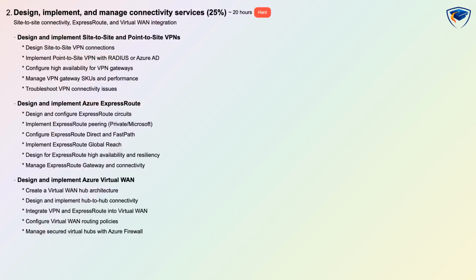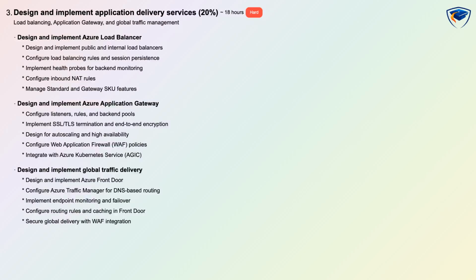The topics covered in this domain include designing and implementing Azure Virtual Networks, configuring subnetting and IPv4/IPv6 addressing, and designing and implementing name resolution. You'll also learn about creating and configuring virtual networks, configuring user-defined routes, and managing routing tables and propagation.